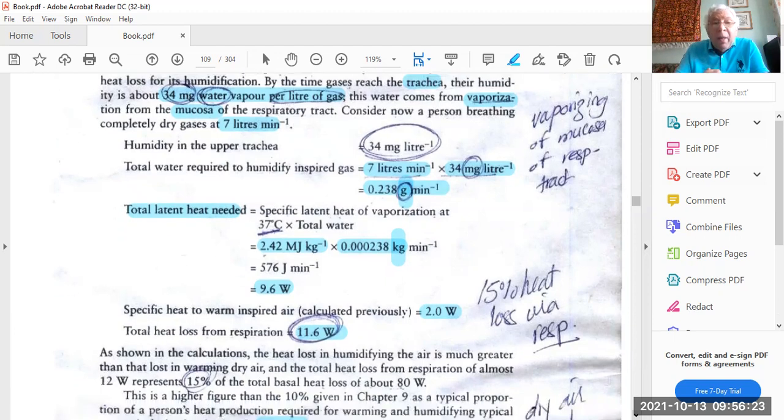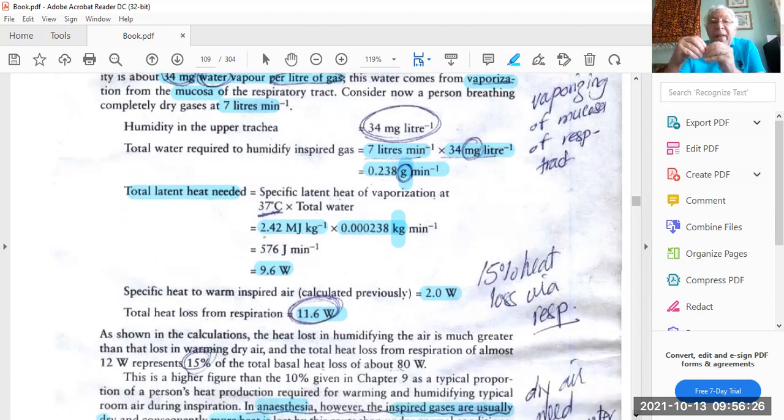So whenever I have 7 liters of flowing gas to the human being, and this 7 liters is required to have 34 milligrams per liter, as we said before, the amount of water in a contained gas. It could be milligram per liter or gram per cubic meter. So we have 7 liters of gases that must be humidified by an amount, how much? By 34 milligrams per liter.